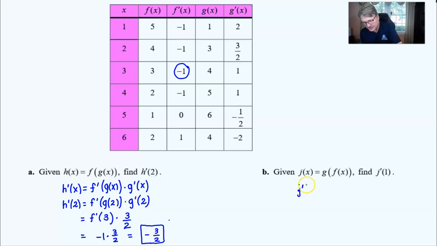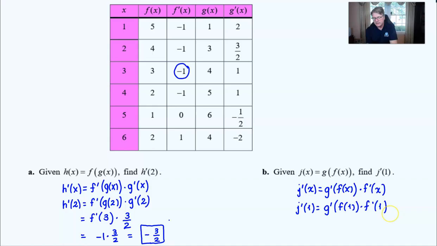So for j of x, we're going to take the derivative to get j prime. The outer derivative is going to be g prime evaluated at f. And then we have to finish off with the derivative of what's inside, which is the f prime in this case. Next, what we need to do is replace every one of these x's with 1. So we have j prime of 1 equivalent to g prime of f of 1 multiplied by f prime of 1. Now at this point, we start evaluating from the table.